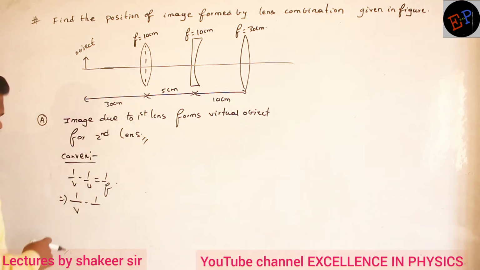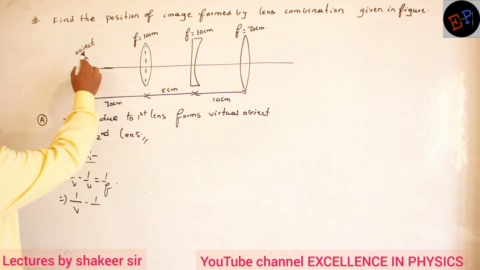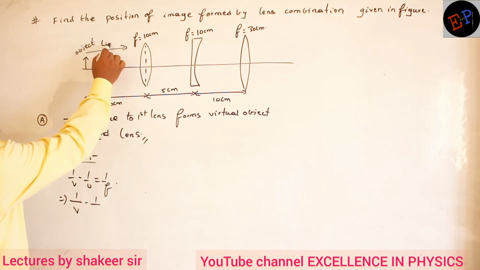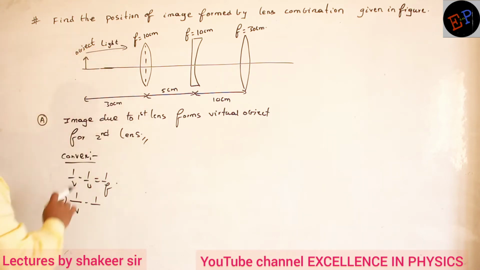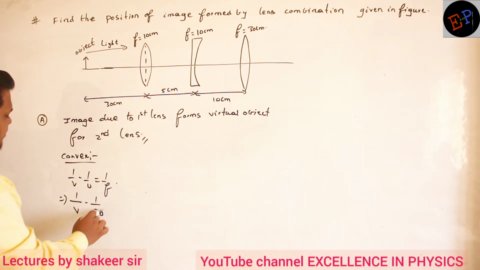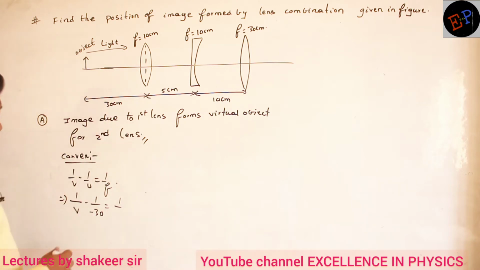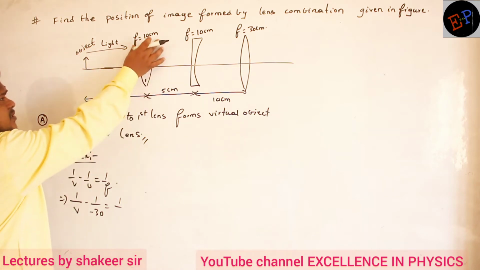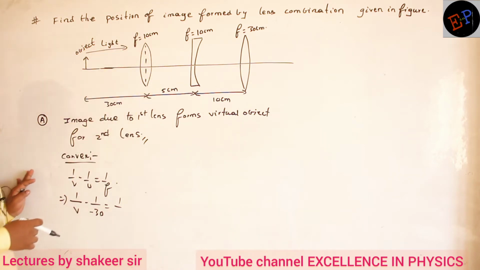Minus 30. Why minus 30? Because light is traveling in this direction, this is the direction of light, but we are measuring in the opposite direction. Clear? So therefore u is minus 30, and 1/f is the focal length. Is the focal length plus 10 or minus 10? Focal length is plus 10 for a convex lens. Already we have studied, no?